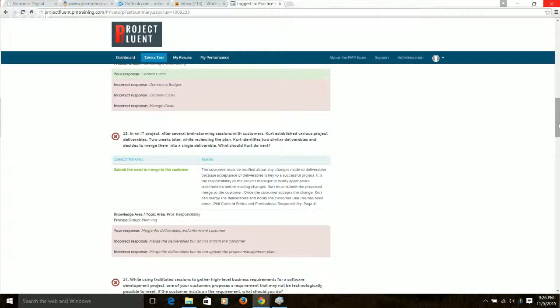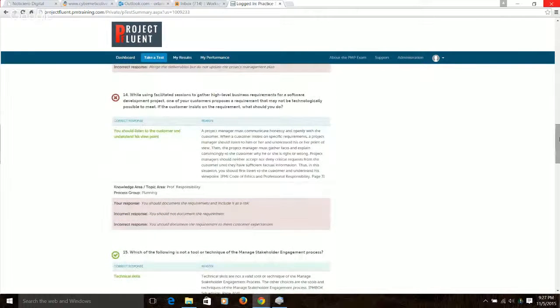Once the customer accepts the change, then he can go ahead and merge the deliverables and notify the customer that this has been done. So this is part of the ethics portion of it. And we said that merge the deliverables and inform the customer. So yeah, we should let them know, notify.